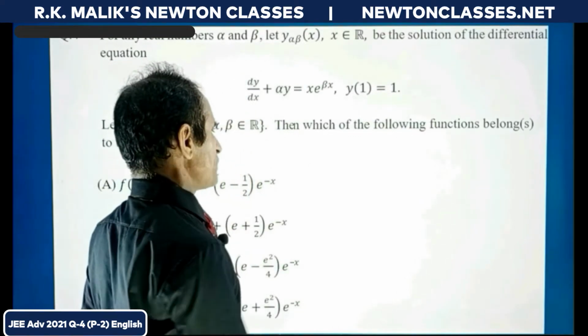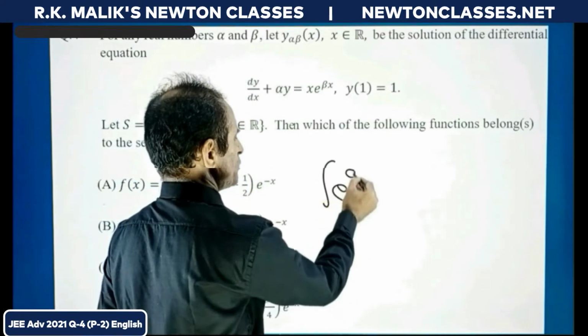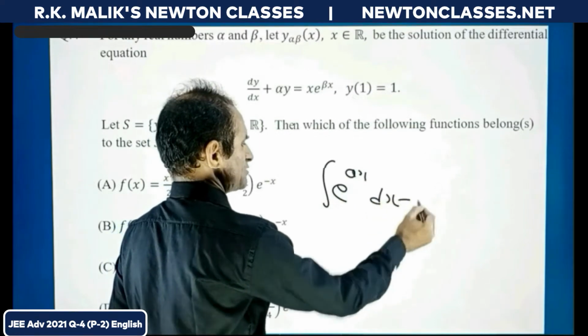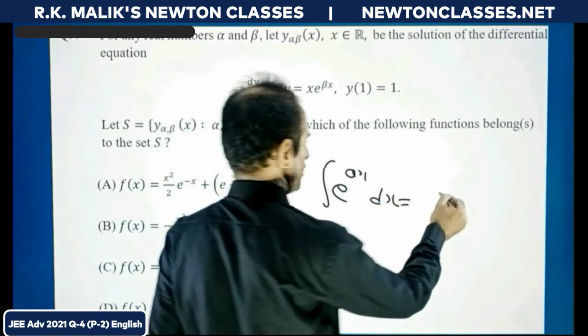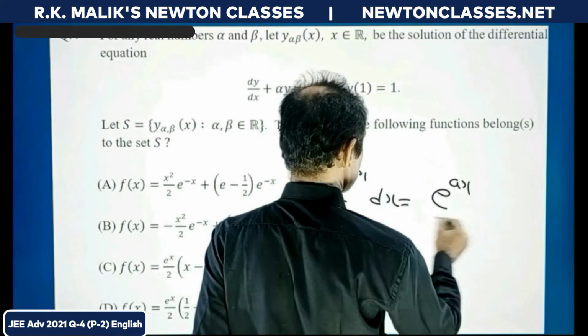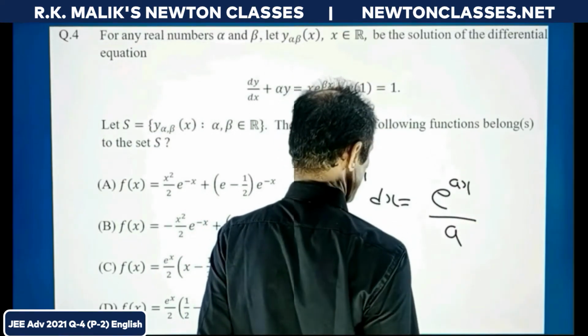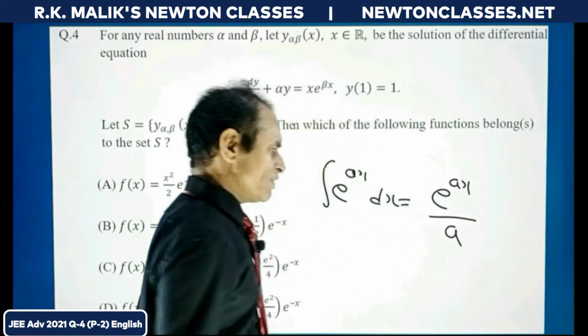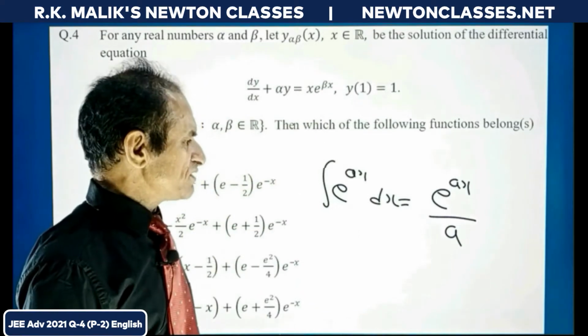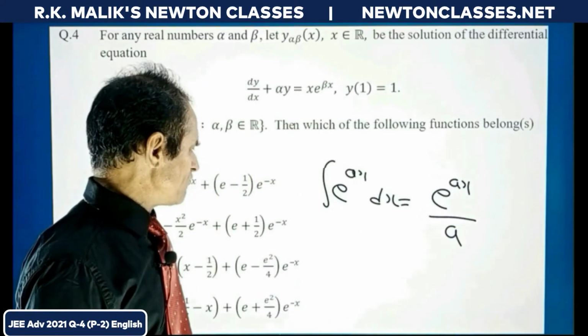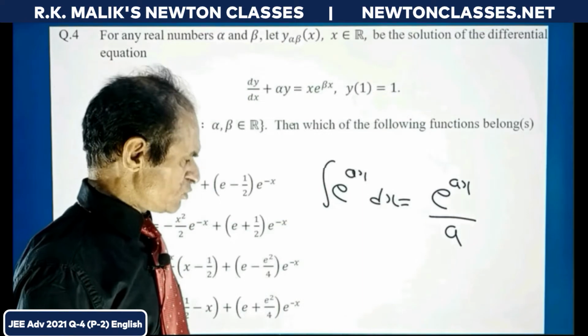To understand the main point, suppose I say the integral of e power ax dx. Everybody will say the answer is e power ax upon a. But it is not fully correct. What is the mistake in it? You will understand when I do the solution.